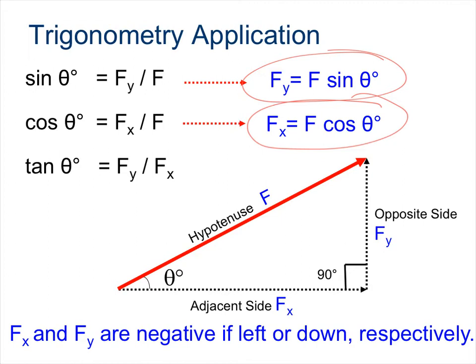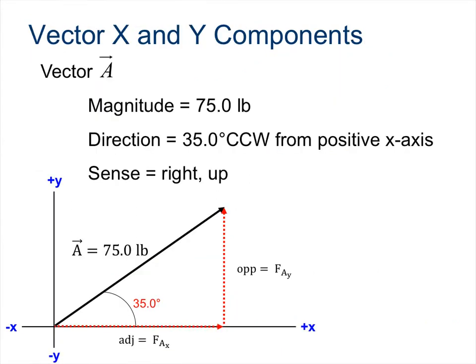And then in regards to tangent of theta, tangent is equal to opposite over adjacent, which would be the force in the y direction divided by the force in the x direction. Please make sure you note that the force in the x direction and y direction are negative if you go left or down, respectively. Let's go ahead and look at how to find the vector's x and y components.